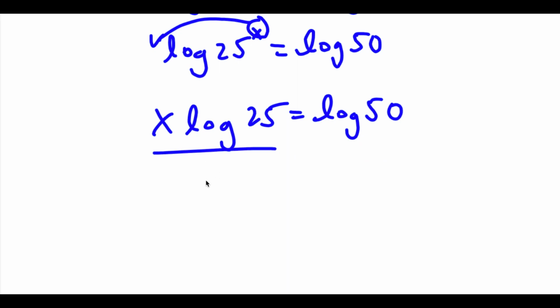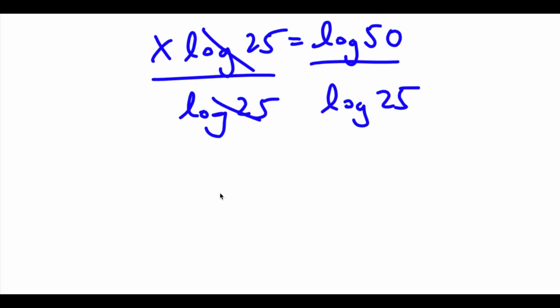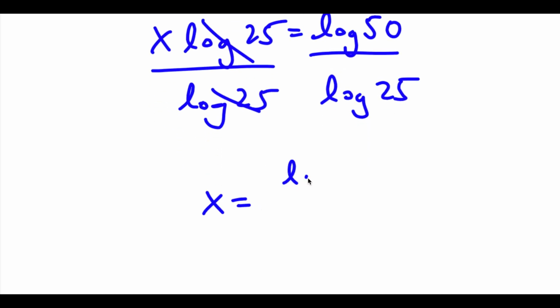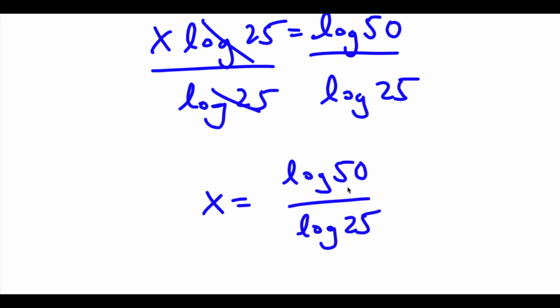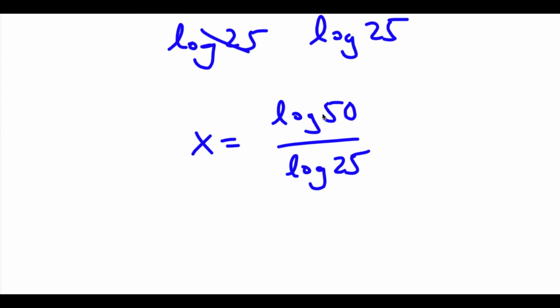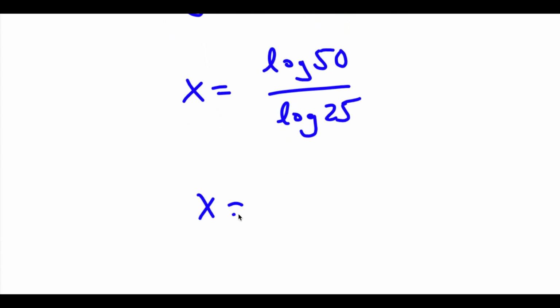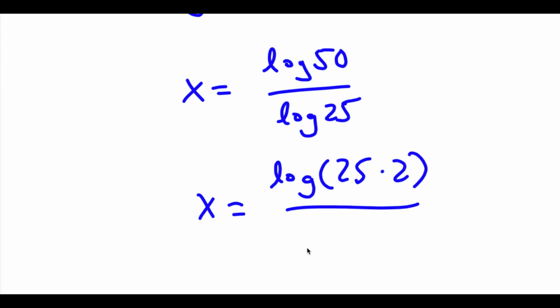Now, to solve for x, all I have to do is get rid of log 25, so I can do that by dividing both sides by log 25. So now these two cancel out, and I'll have x is equal to log 50 over log 25. So now log 50, this is the same thing as log 25 times 2. So now I have log 25 times 2 over log 25.